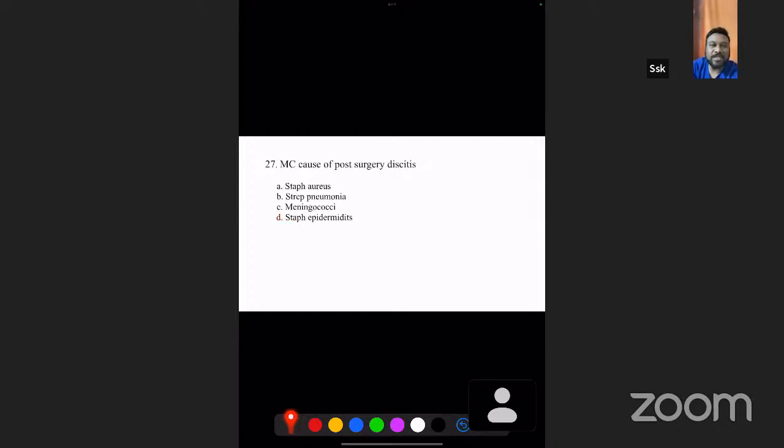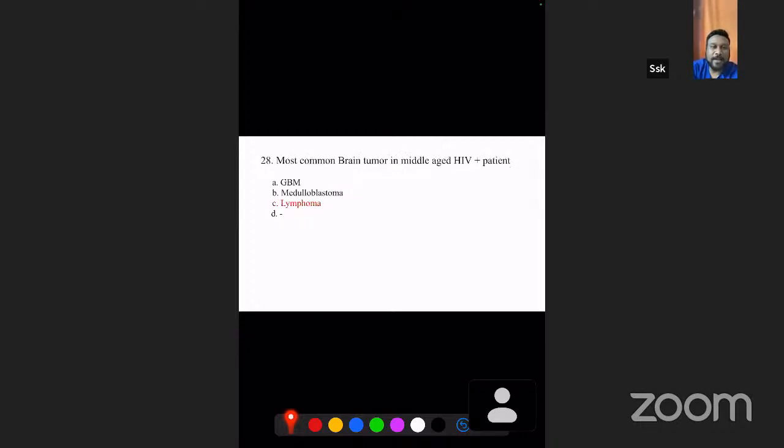Most common cause of post-surgery discitis. So you would be tempted to mark Staph epidermidis here. Okay, so the answer is actually Staph aureus. It is not Staph epidermidis. So don't be tempted to mark Staph epidermidis as the answer here. It is still Staph aureus, which is the most common cause even in post-surgery discitis.